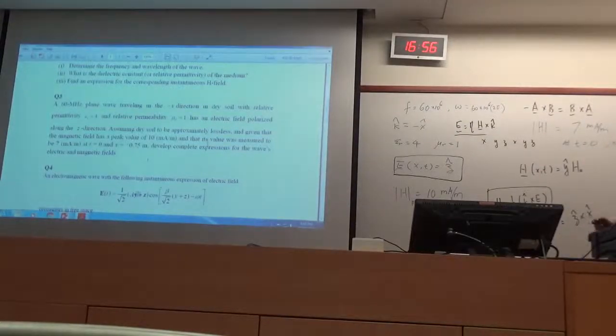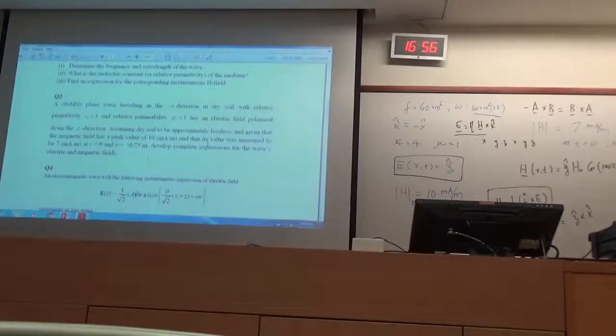I have a magnitude H naught. I do not know what it is yet. You must have a cosine omega t. Okay, and what is omega? Omega is known. This is 120 pi times 10 to the power 6.